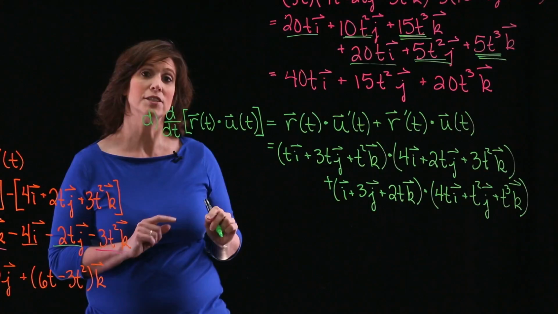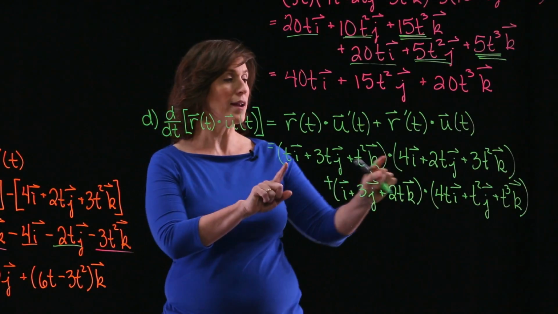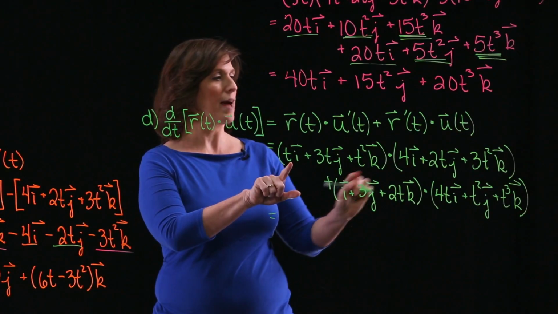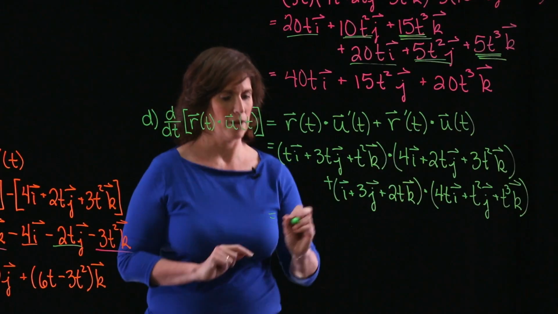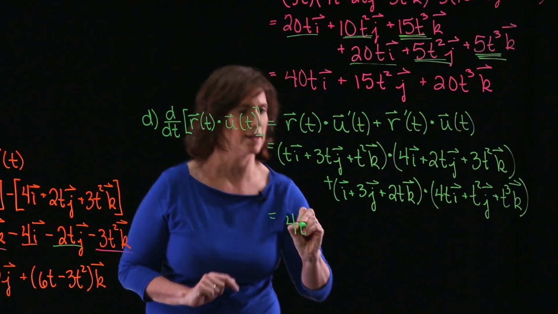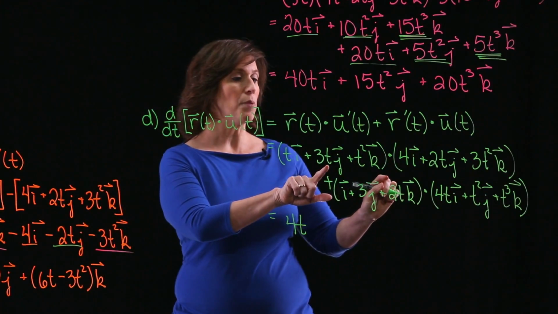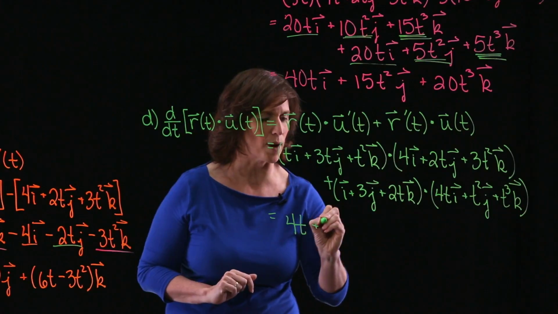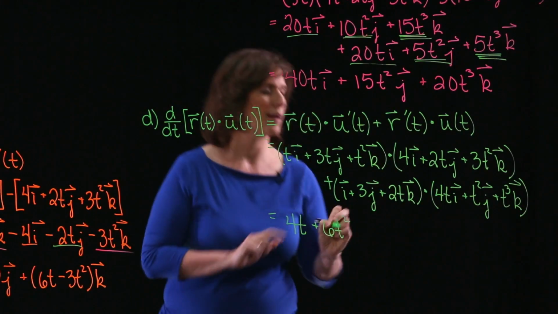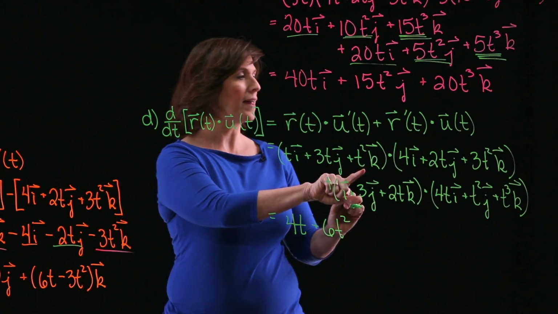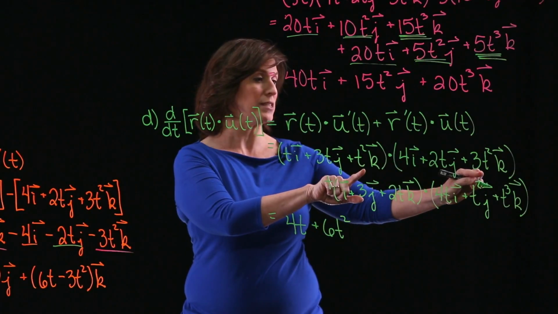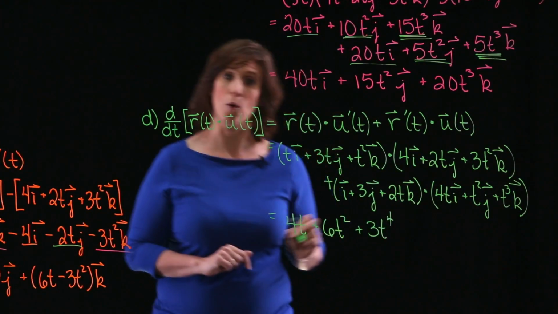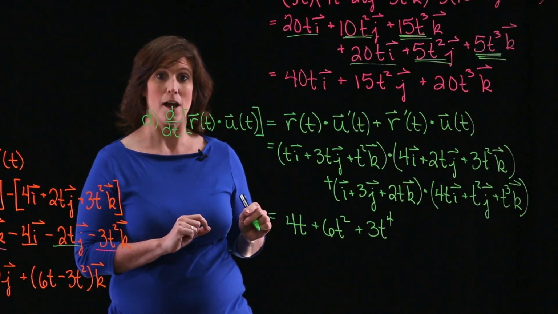Okay, now remember when you take a dot product, you take the product of the components. So for my first dot product, I'll have t times 4. So that's 4t. Looking at the j components, I have a 3t and a 2t. That's going to give me 6t squared. For the k component, I'll have a t squared and a 3t squared. That will be 3t to the 4th. That completes the first dot product.